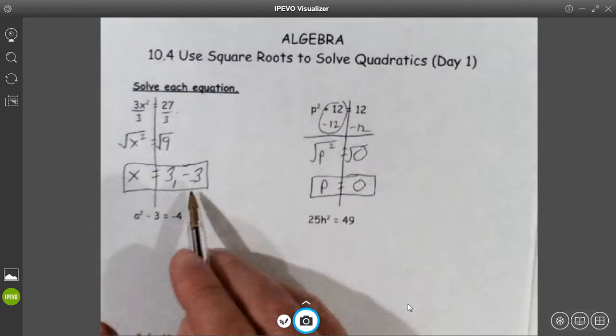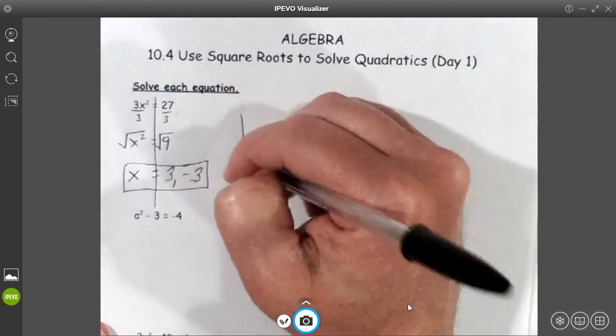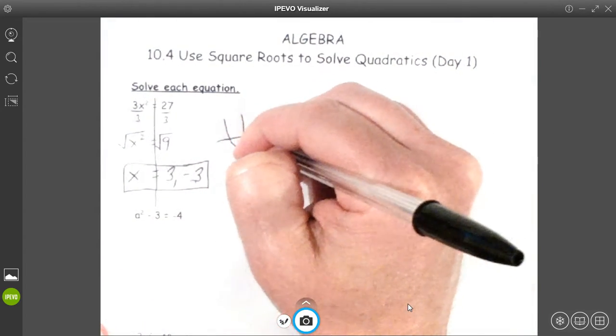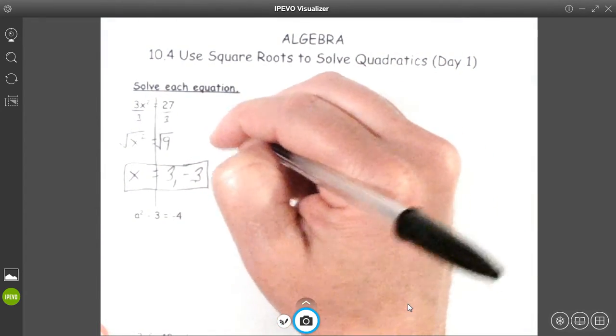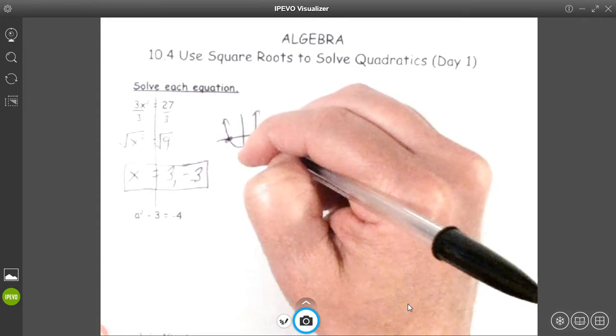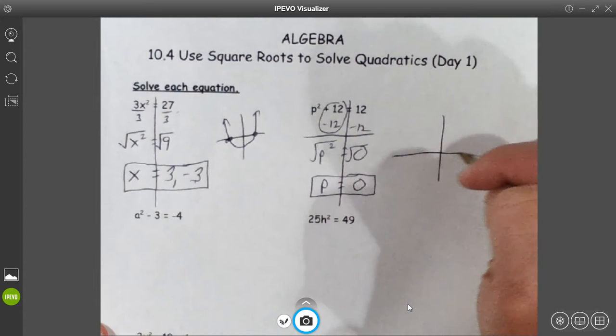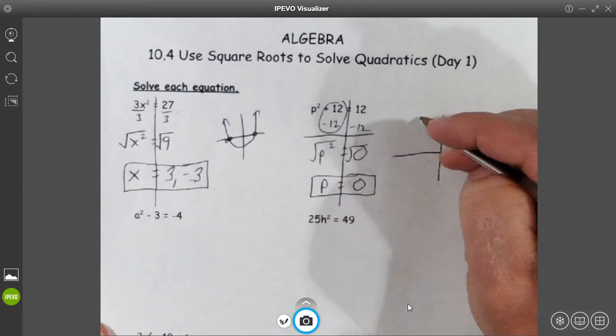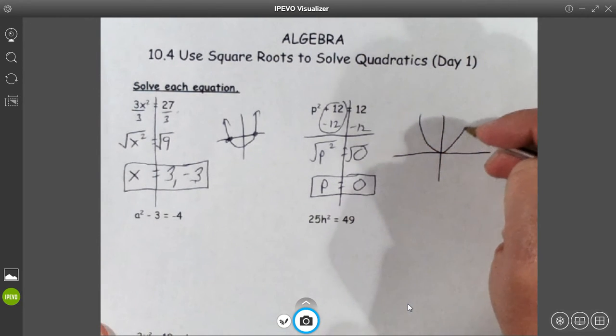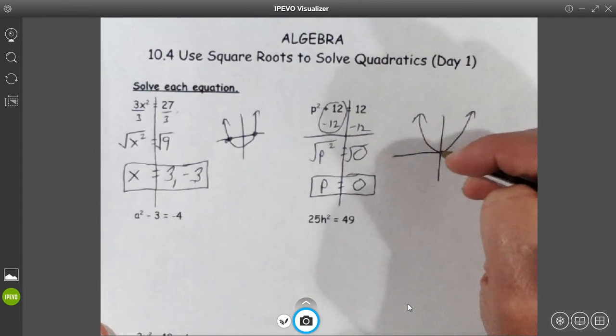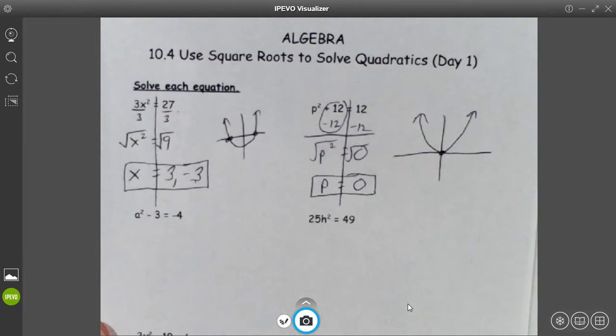Okay, so sometimes we get two solutions, and we've seen parabolas. Let me sketch this one real quick. Okay, it probably looks something like this, with one intercept at -3 and one intercept at +3. We've seen parabolas here that have one solution. All right, this one would probably look something like this, with only one solution, with only one x-intercept.